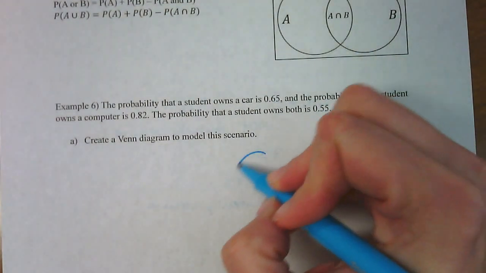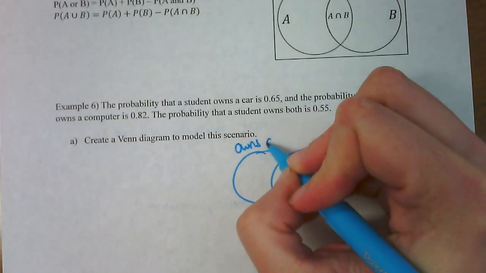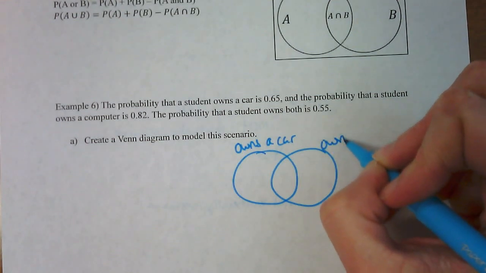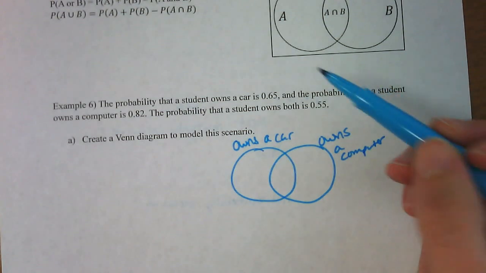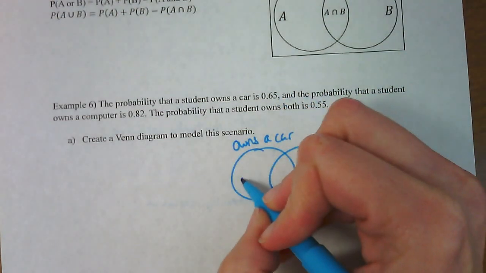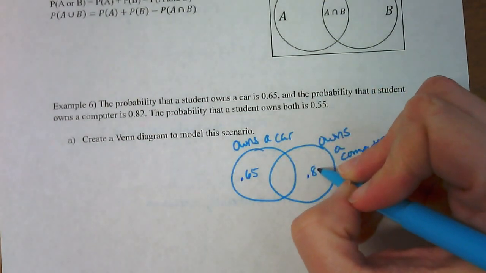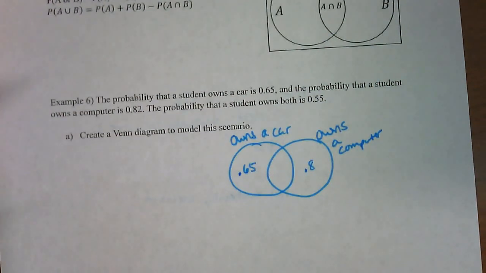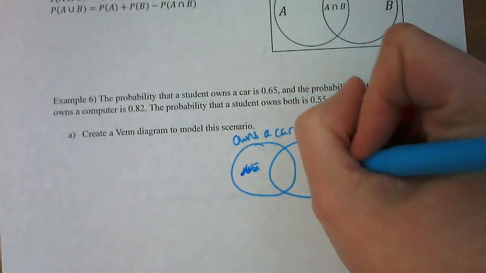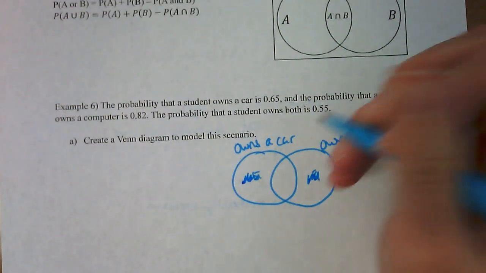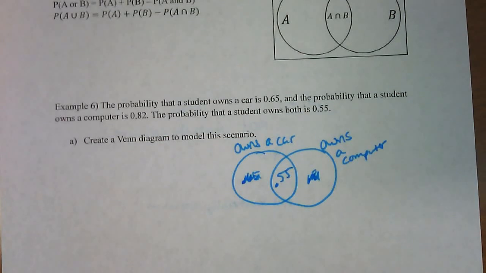So if I want to create a Venn diagram, we're going to put owns a car, owns a computer. So it says student owns a car is 0.65. The student owns a computer. Oh, oops, I don't want to do that. I don't want to start there. I want to start with the overlap. Both is 0.55. So that's got to go in the middle.